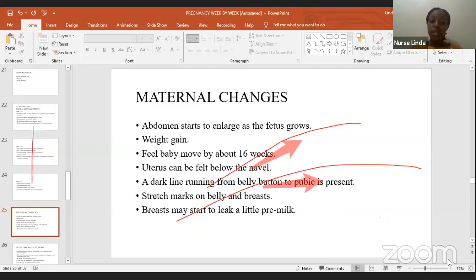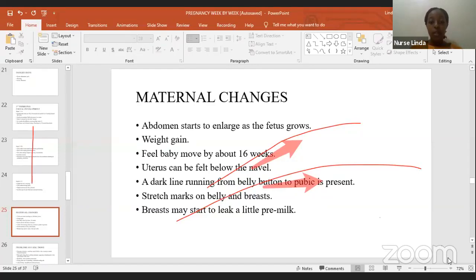And then we have also said that she can feel the baby move from about the 16th week. This is very normal. Sometimes you have women complaining of their babies kicking so much that they can't sleep. So when they are able to identify the times when the baby kicks, they can plan their sleep well.